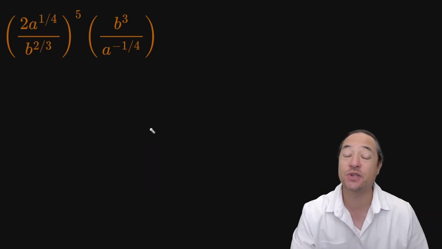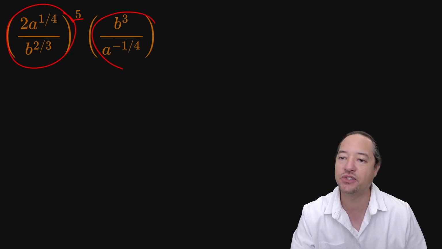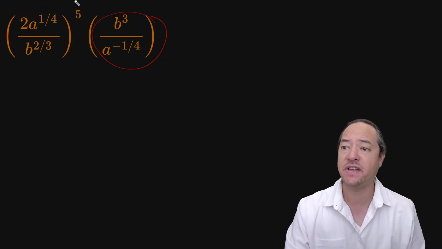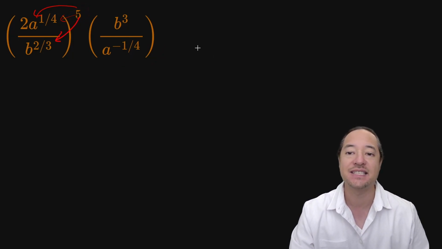All right, so this next one's a little bit more complicated, right? So we've got this whole thing raised to the 5th power multiplied by all of this. I'm going to deal with that 5th power first. So essentially I'm going to distribute that across the multiplication and division here. Let's see what we get.